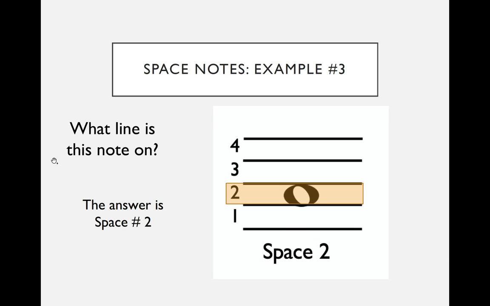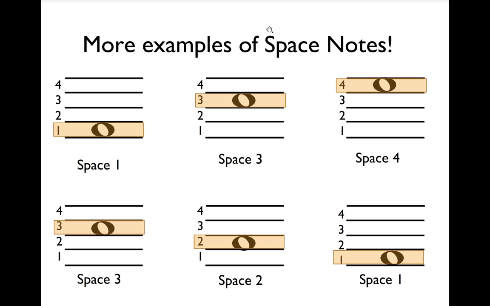Last example for space notes. Space 1, nothing there. Space 2, looks like we've got a note. So this is a space note and it's on space 2. All right, that's it for our lines and space notes. You can go ahead and take a look at these examples for space notes.